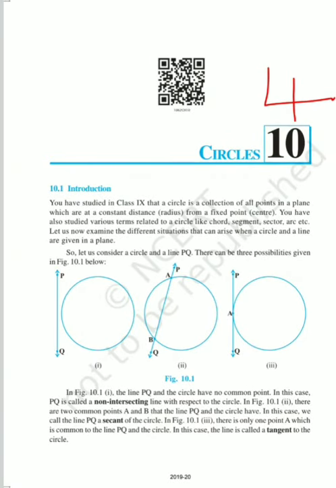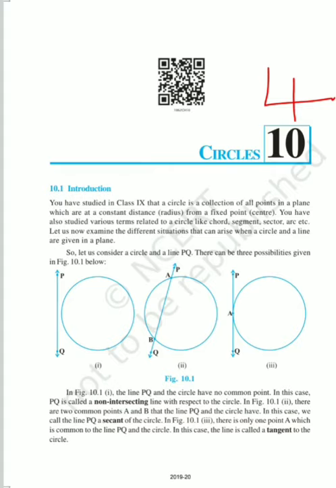Dear students, I will start with the first chapter, circles. In our state, this circles chapter is the 4th, but here they have written 10th. Anyhow, I have downloaded this textbook from NCERT. Therefore, it came as 10th, but in our state it is the 4th chapter. Don't worry about that number.